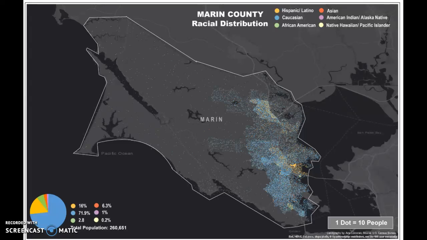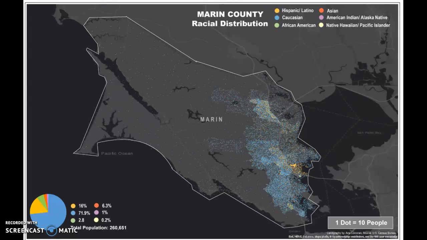I kind of debated using choropleth maps and showing one race at a time, but I figured it was ultimately more effective if you could see the entirety of the racial breakdown through dot density and also get to see where the population is most concentrated. In the case of Marin, it's most concentrated near the Bay, near San Francisco.